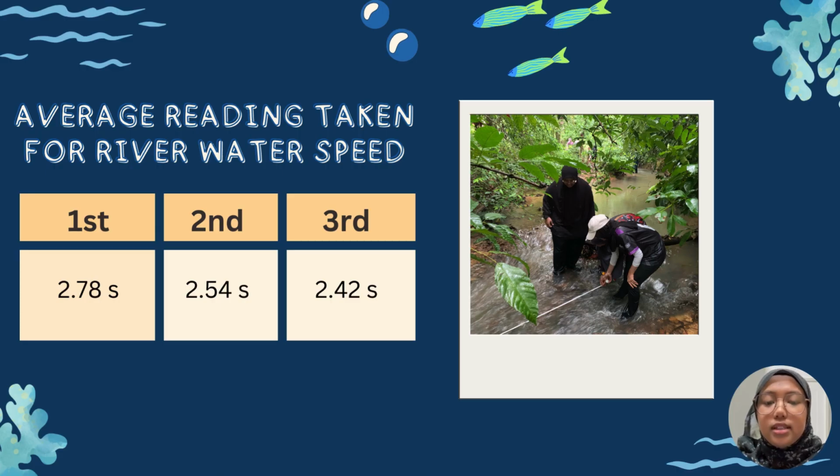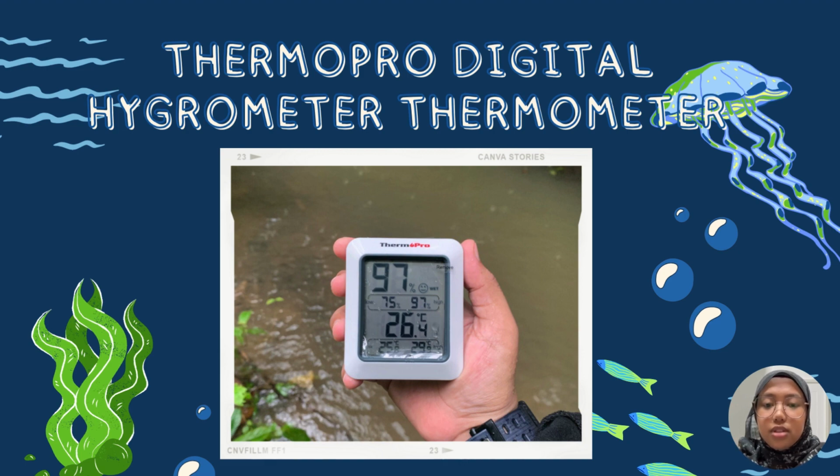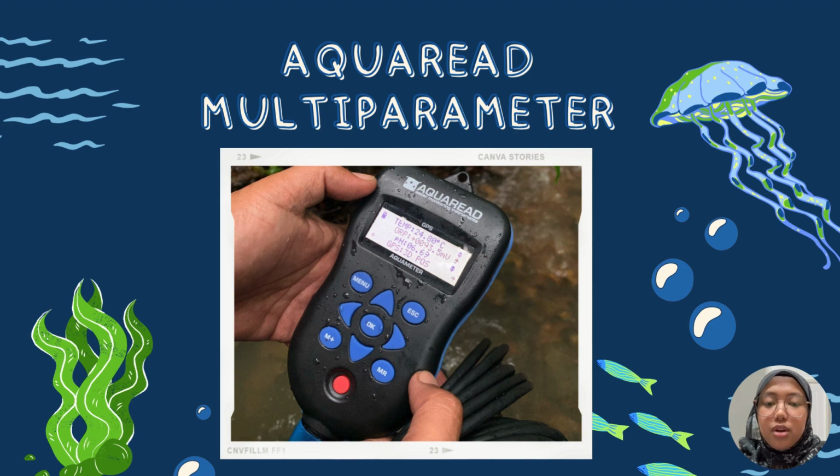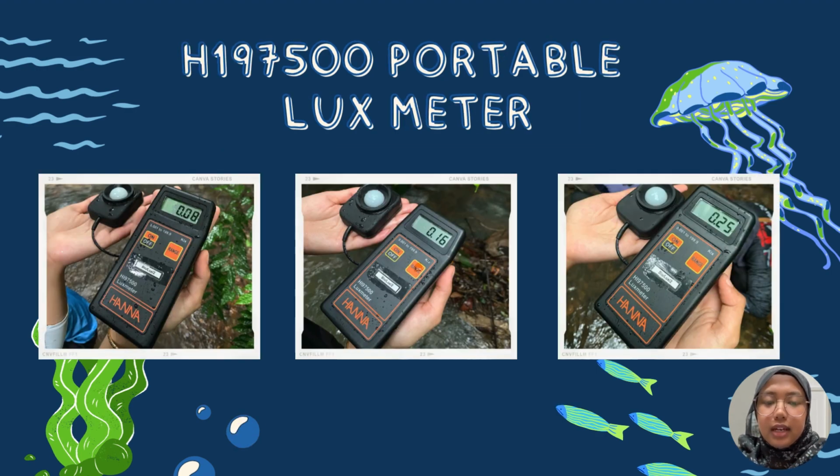Before we did aquatic insect sampling, we took 3 readings to get the average for river water speed. First reading we got 2.78 seconds, second reading we got 2.54 seconds, and third reading we got 2.42 seconds. This is the result that we got from thermo-digital hygrometer thermometer. We got temperature and pH result from aquatic multiparameter. This is the result that we got from luxmeter.